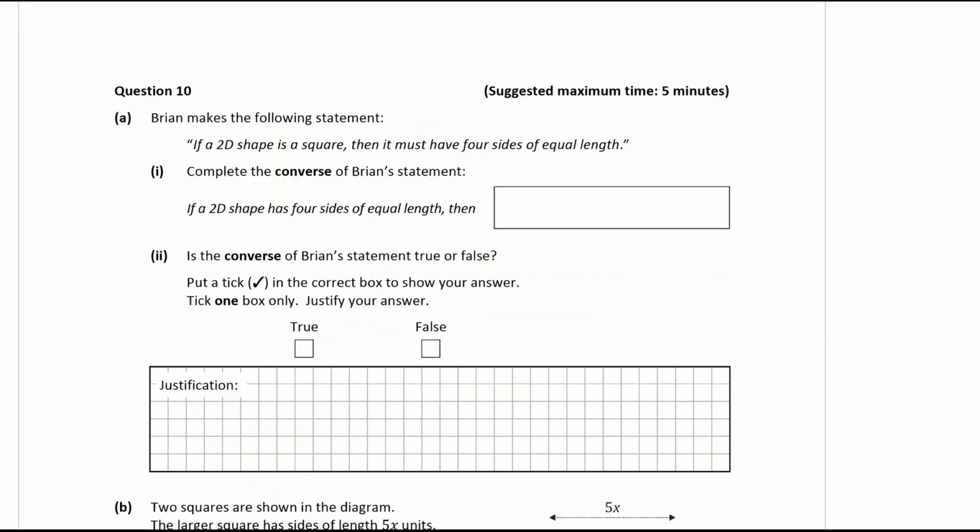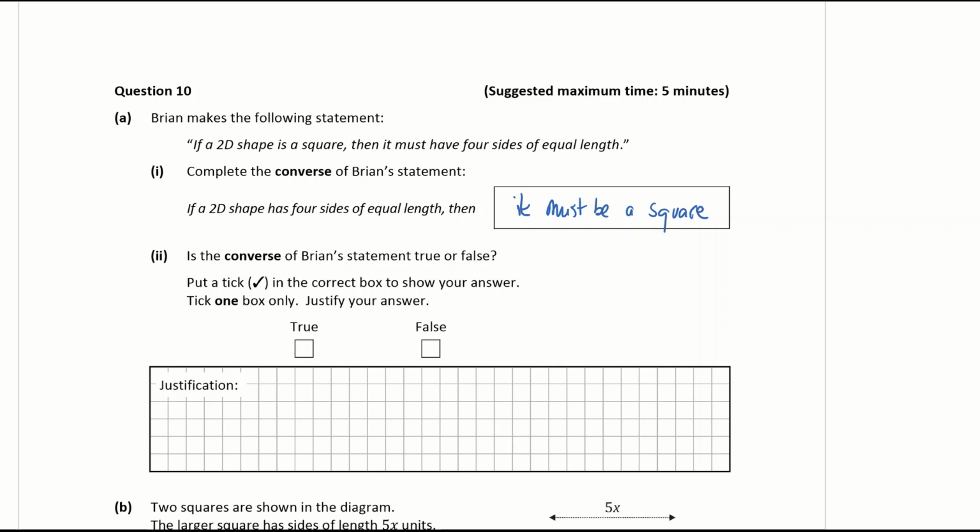Question 10a, Brian makes the following statement. If a 2D shape is a square, then it must have 4 sides of equal length. Complete the converse of Brian's statement. Well, if a 2D shape has 4 sides of equal length, then it must be a square. Okay, so that's basically our part 1. So we'll repeat that there. If a 2D shape has 4 sides of equal length, then it must be a square.